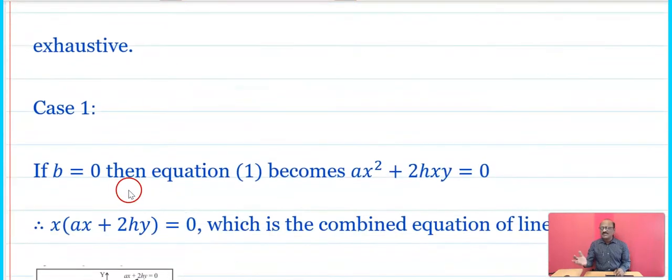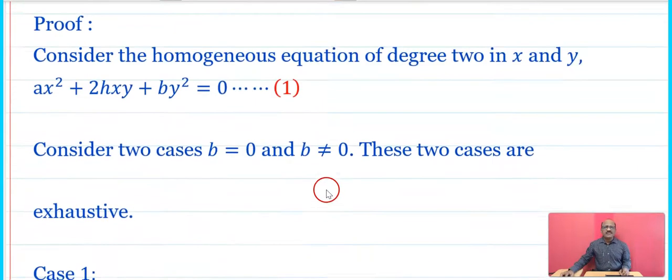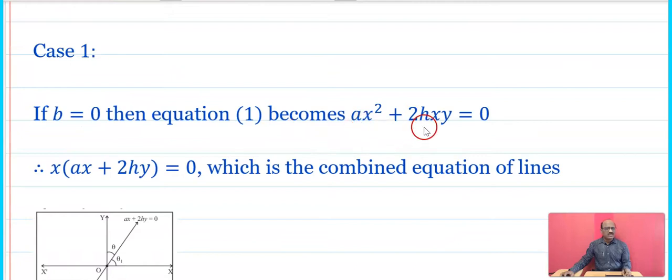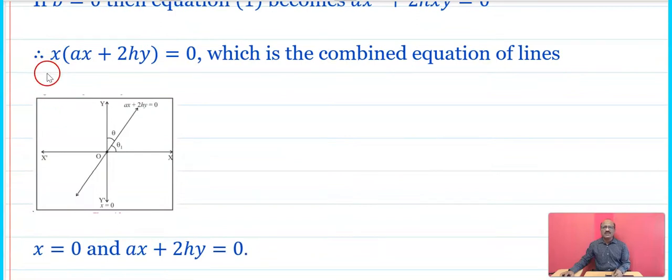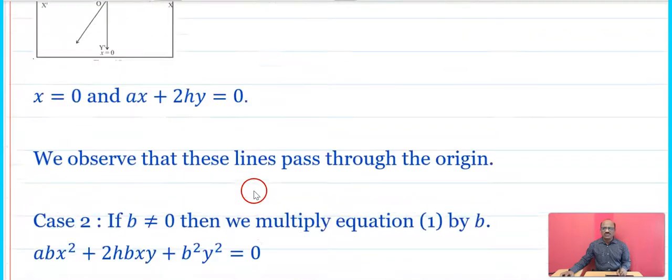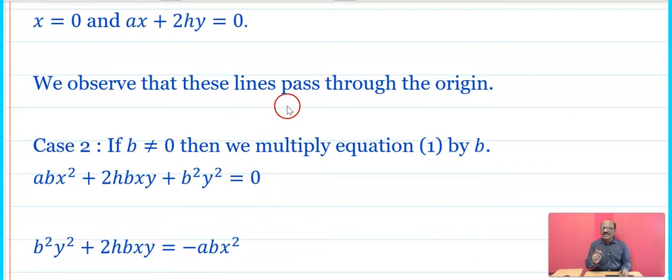Now first case, if b equals 0, then what will happen? In this equation, if we substitute b equals 0, then you will get ax square plus 2hxy equals 0. Now from this equation, you will take x as a common, and therefore x(ax plus 2hy) equals 0, which is the combined equation of the lines x equals 0 and ax plus 2hy equals 0. We observe that these lines pass through the origin. And now second case, this is a very important case.